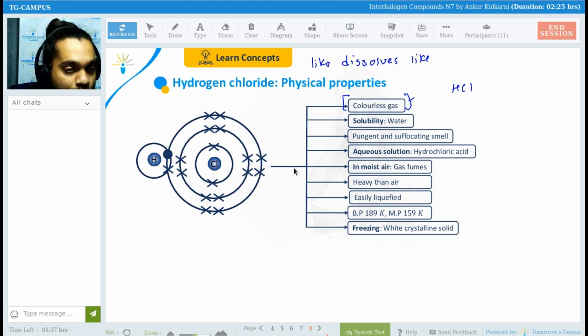Similarly, water, is it polar or non-polar? Prashanti, Sindhuja, Anmoldeep, Bhuvneshri, your water, is it polar or non-polar? Correct, even water is polar. Like dissolves like. That means water is polar, HCl is polar. Obviously, it will be highly soluble in water. Pungent and suffocating smell. Aqueous solution, this is what I told you, Sarjana, that aqueous solution is called hydrochloric acid. Heavier than air, easily liquefiable. White crystalline solid if you freeze it, because it is colorless.